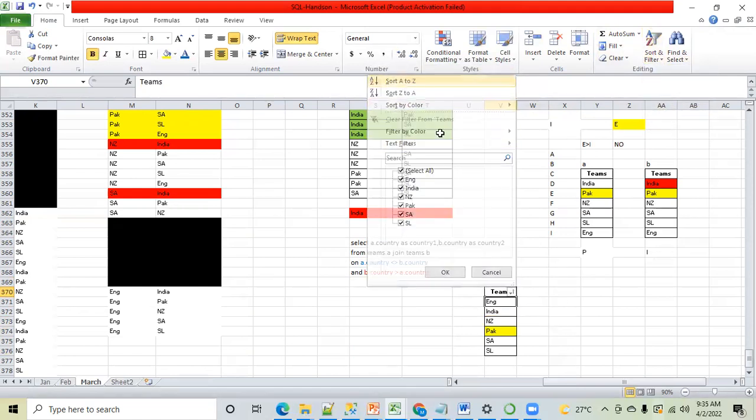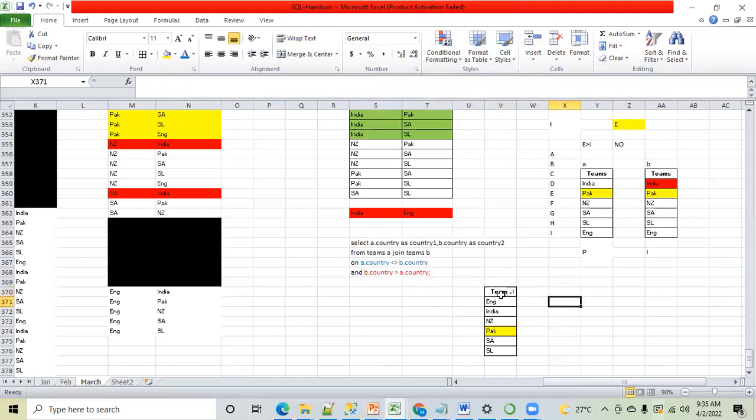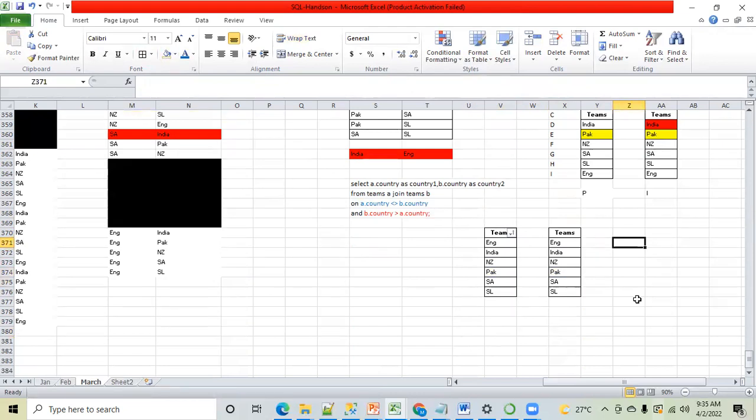First of all, both the tables will be sorted. Okay, it is sorted now. Now, this is a very important concept. Please make it clear. And this is a tricky question as well from the join perspective.